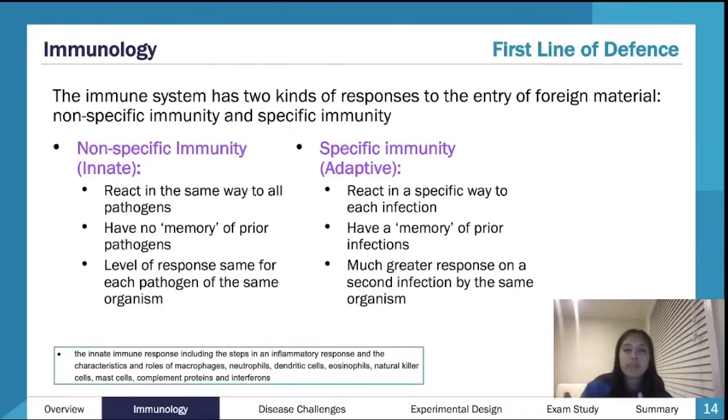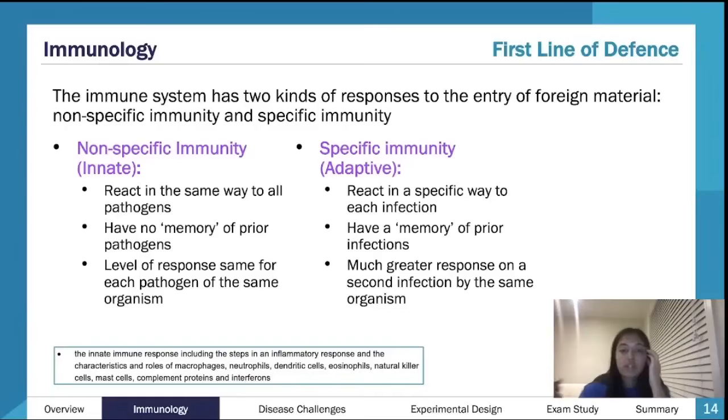This idea of memory will make more sense when we talk about adaptive immunity. You could be infected with the same bacteria over and over again, but the innate cells won't recognize it, whereas in adaptive, you do recognize it. And the level of response is the same for each pathogen of the same organism. When innate immunity kicks in, it's exactly the same, copy and paste.